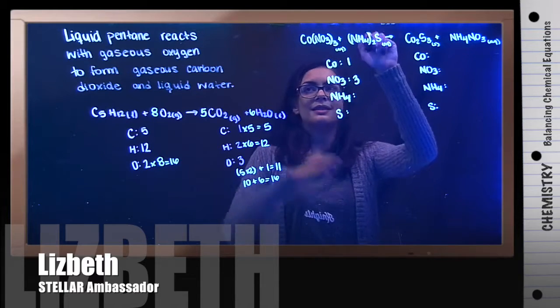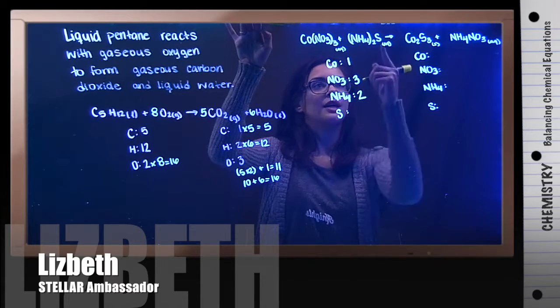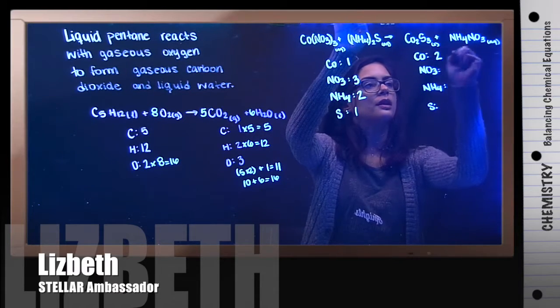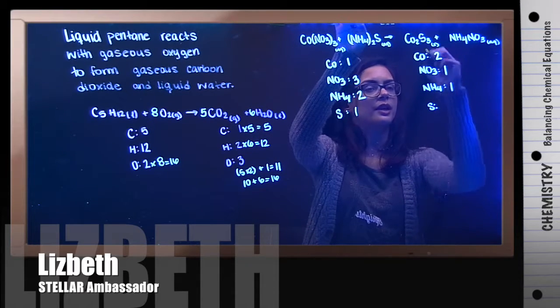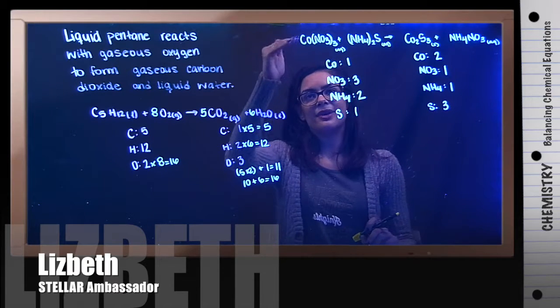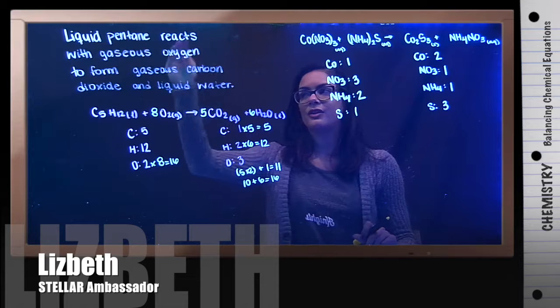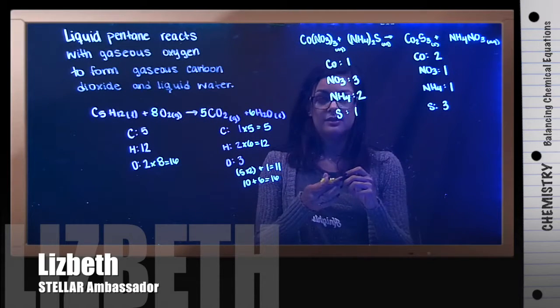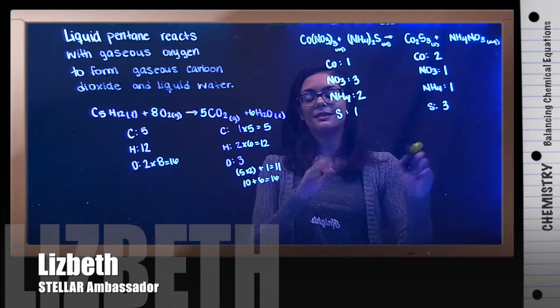So now we have this guy over here. We have 2 of him and then 1 sulfur. Over here we have 2 cobalts, 1 nitrate, 1 ammonia, and 3 sulfurs. So now, as you can see, when you're given the problem in this way, you don't have to decipher it. It's actually a step less that you have to do. So now we're going to see how we can balance this equation.